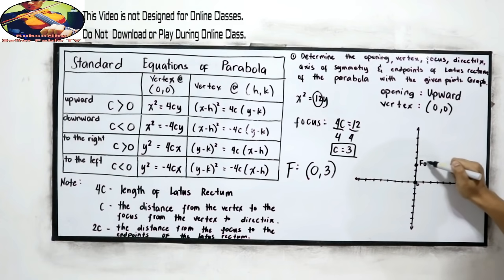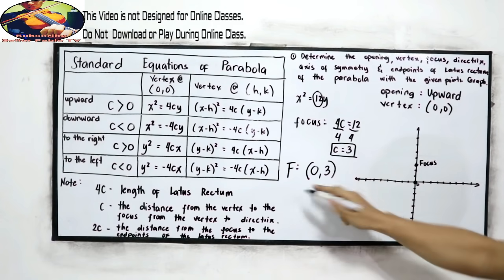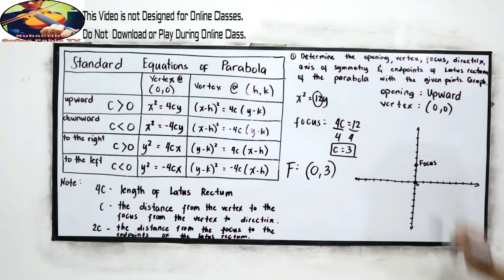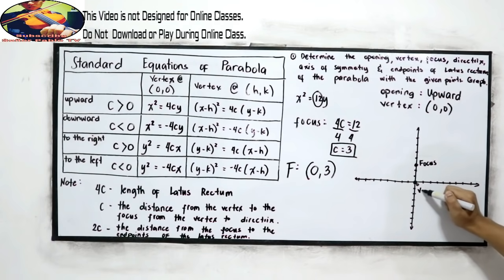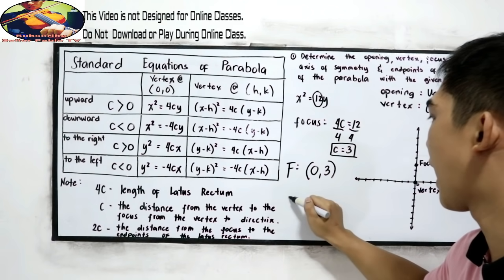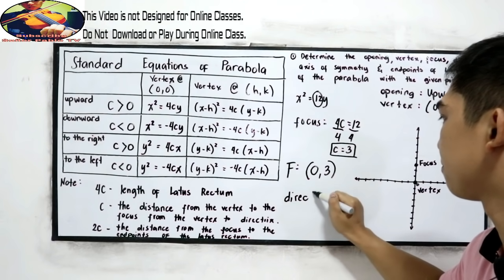Focus is 0, 3. And this is the vertex. Now, let us find directrix.